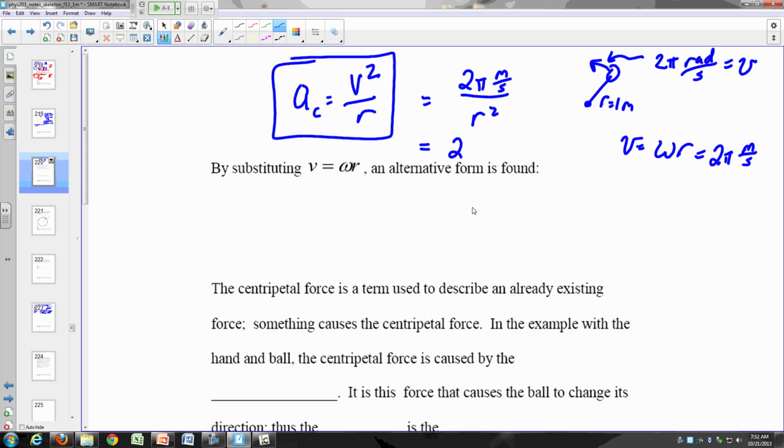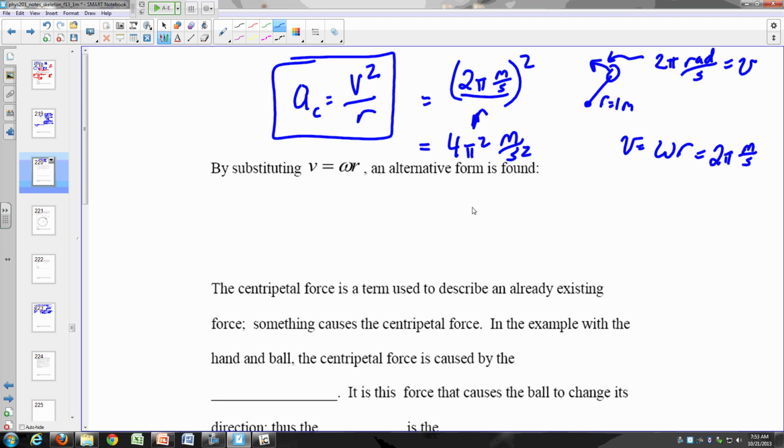Isn't r 1 meter? You have on the a_c, v squared over r. Oh, I'm sorry. Yeah, you're right. What is v squared? All right, so v squared over r, so this is squared, so it's going to be 4 pi squared meters per second squared. All right, so we can calculate our centripetal acceleration, and we'll see this come up in some problems, more so in the next chapter, but we'll work through some today.